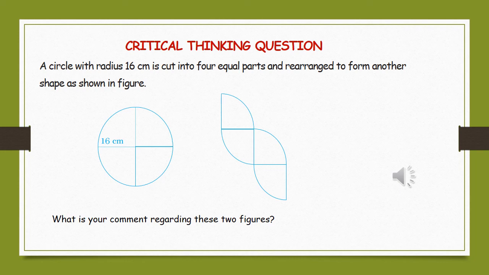The area of the first circle you can find by using the formula pi r square. But how will you find the area of the second figure? Put your thinking caps on and try to find it out. And also find out what is the relation between the two areas, how they are related.